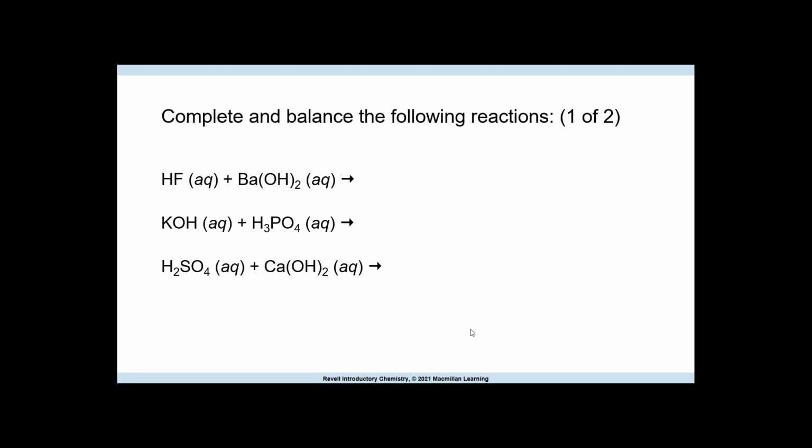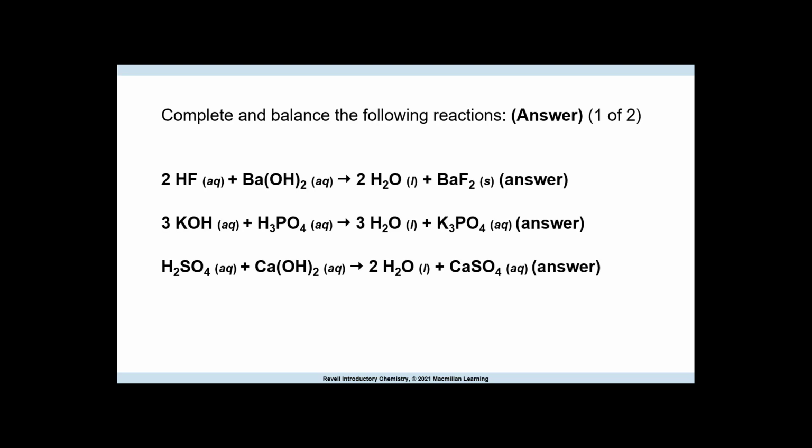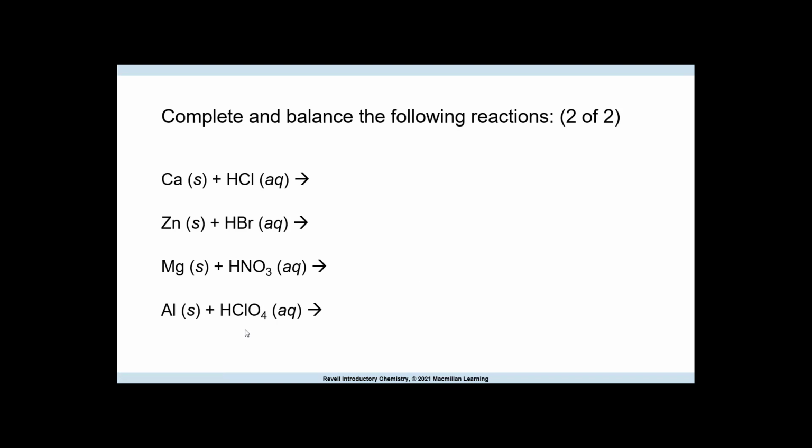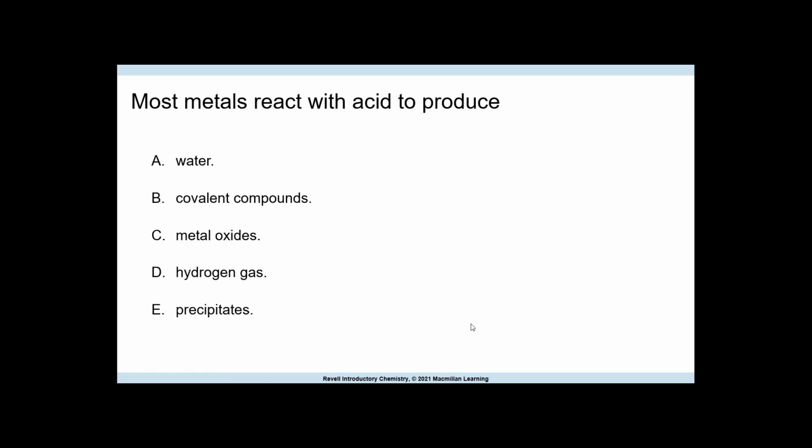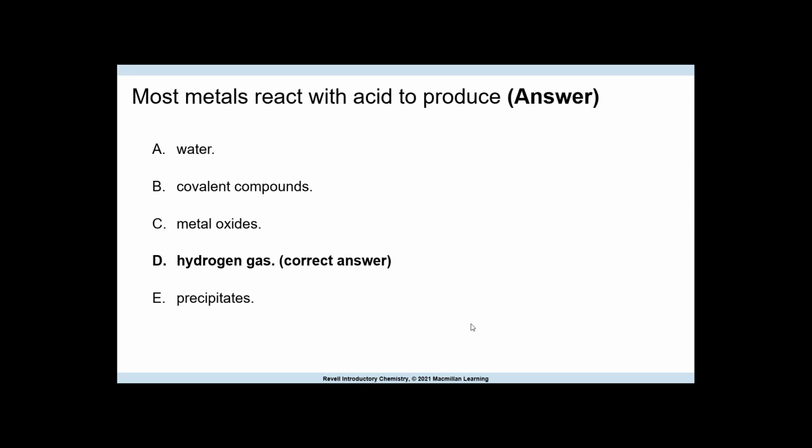Complete and balance the following reactions. So I'm just going to show these to you because you should by now be starting to understand what you need to do. So here is an acid and a base, producing water and a salt. You can see the water is being produced, and the salt. Complete and balance the following reactions. So in this case, these are all single replacement reactions. All metals, all produce hydrogen gas. Most metals react with acid to produce hydrogen gas. Most. Next lesson, we're going to cover which ones apply.